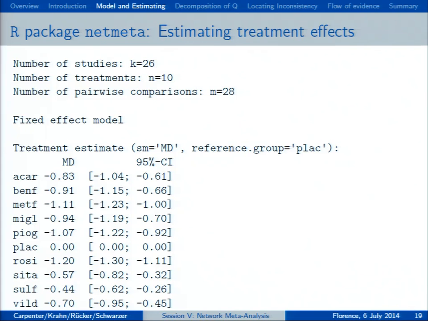In the output, we also get the number of studies that are compared, the number of treatments, the number of studies that are involved in the network meta-analysis, the number of treatments that are compared in the network meta-analysis, and the total number of pairwise comparisons. And since we have specified a reference group, we obtain all the estimated treatment effects to this reference treatment, placebo, here.